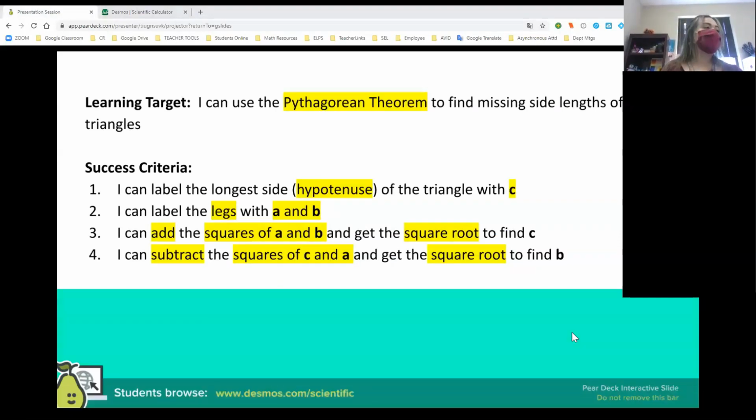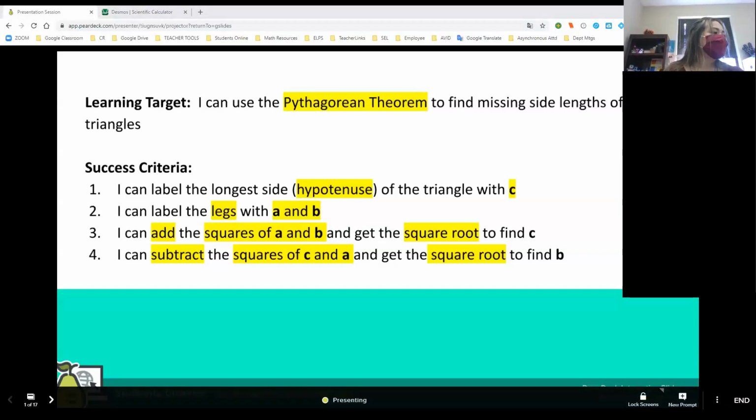I love it. All right, let's go to our notes, take a couple of notes, and then we will practice. And then I'll give you guys the link again.